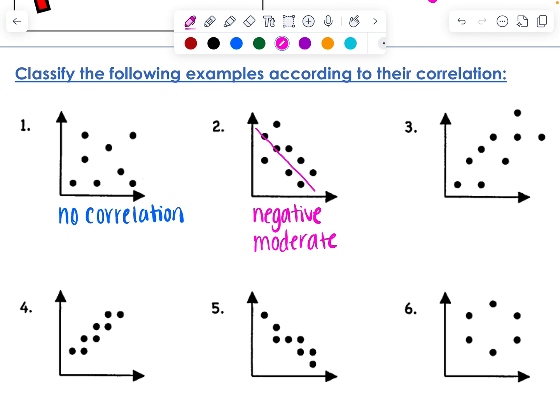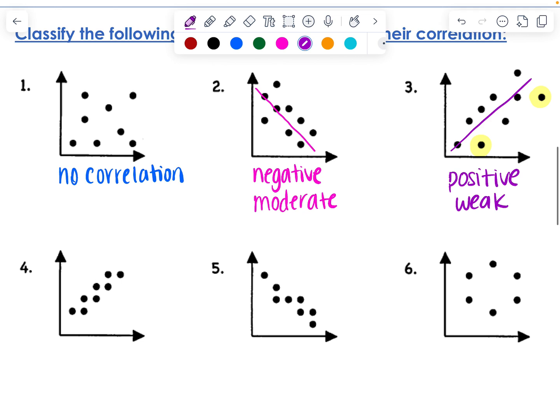In example number 3, we can call this a positive slope because, as we can see, the numbers are going in that increasing direction. However, the points are kind of all over the place, so we're going to call this weak because we do have a couple of straggler points on the very outside that really are just not near that line. Let's look at the next examples.